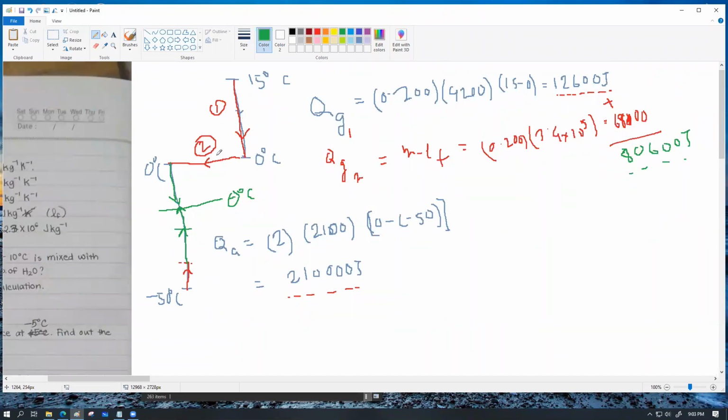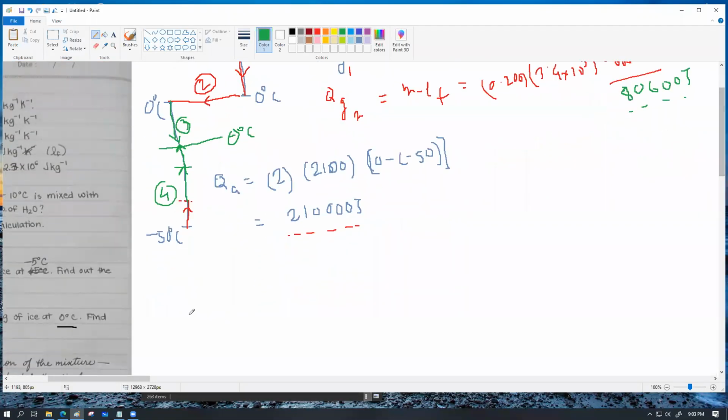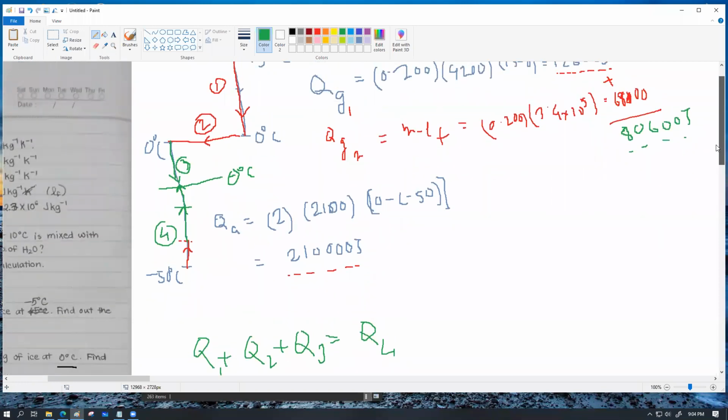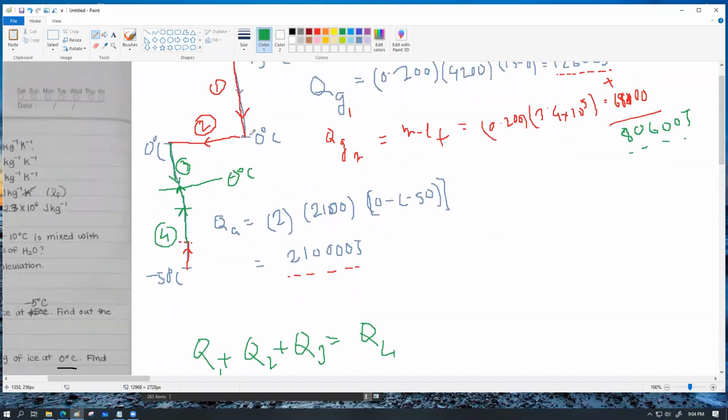Into a total energy absorbed, 80600. Let's say this will be our step number 3, our process 3, and this will be our process 4. So what I can write is that heat given up in Q1 plus Q2 plus Q3 should be equal to heat absorbed in Q4. Have a look if you can appreciate this equation by looking at this flow diagram that I'm trying to draw.